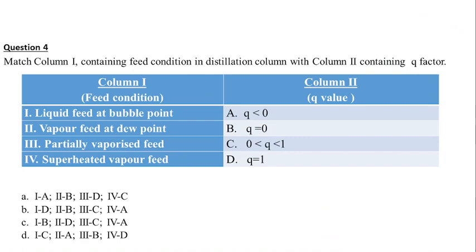Next question, question number 4. Match column 1 containing feed condition in a distillation column with column 2 containing Q factor. Here some feed conditions are given and the corresponding Q values are given. So we are asked to match the feed condition with respect to the Q value.